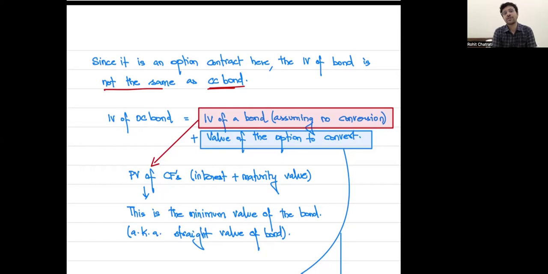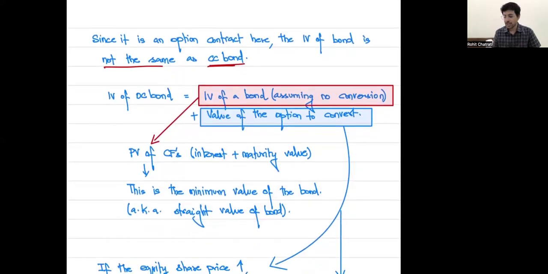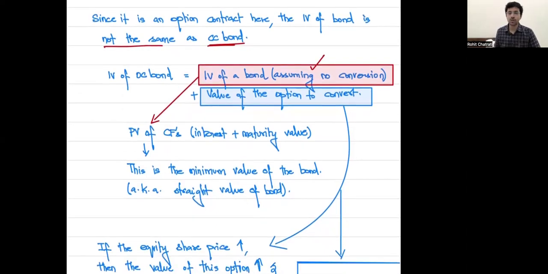Now, how do we calculate the intrinsic value of an optionally convertible bond? The intrinsic value of optionally convertible bond is broken down into two parts. One is we actually value the bond assuming that there is no conversion. Assume that there is no conversion option. Just value a bond as if it is a regular bond where you'll have coupon for 3 years plus maturity value at the end of third year. That is referred to as intrinsic value of a bond assuming no conversion. This is also known as straight value of a bond.